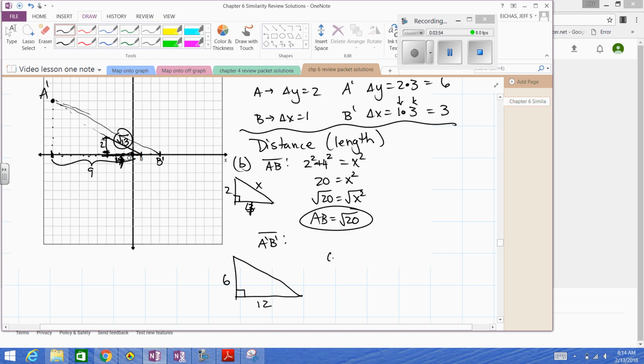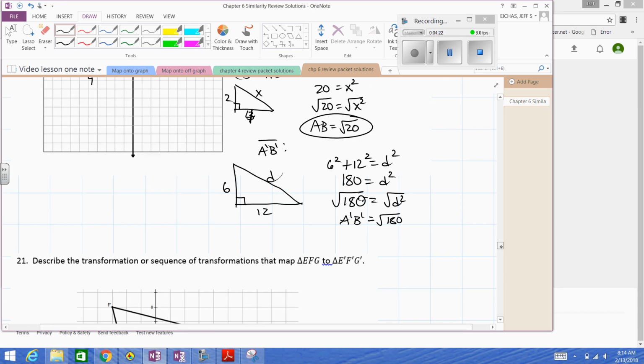Now we'll go 6 squared plus 12 squared equals D, we'll just call that D for distance. 36 plus 144 is 180. Then A prime, B prime equals the square root of 180.